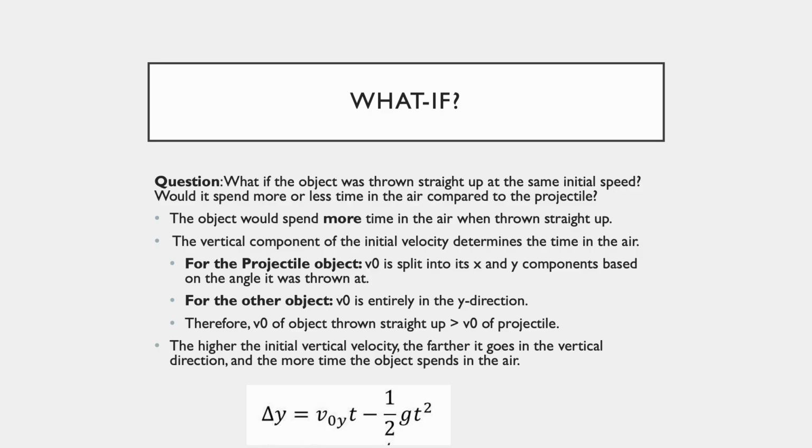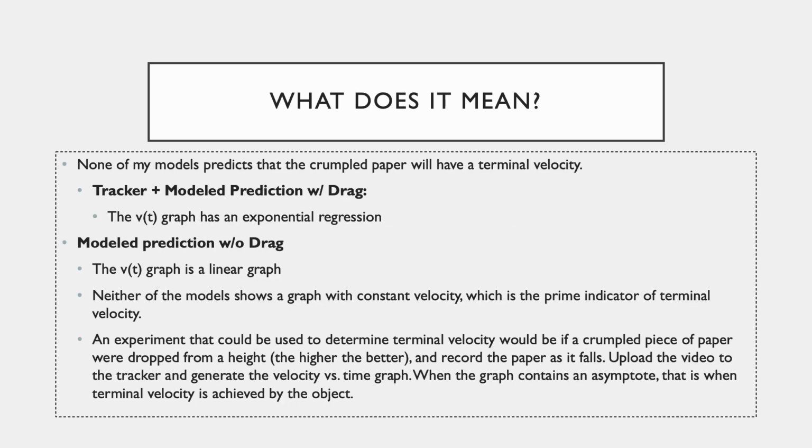What if the object was thrown straight up at the same initial speed? Would it spend more or less time in the air compared to the projectile? The object would spend more time in the air when thrown straight up. This is because the vertical component of the initial velocity determines the time in the air. The projectile object has a smaller initial vertical velocity since it's thrown at an angle, and its initial velocity has to be split up into two components accordingly. For the object thrown straight up, however, the initial velocity is only acting in the y direction.